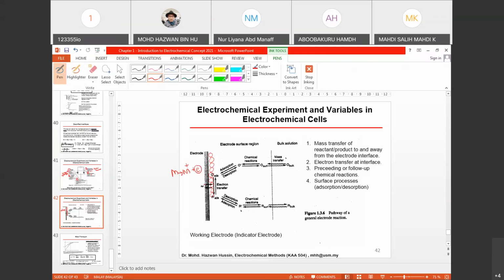If you have silver here, the silver will be converted into silver plus. Of course, if you use HCl, then the Cl minus will be attracted here. Then when the electron transfer occurs, this will form AgCl. This is where the desorption process occurs. It forms a stable product.